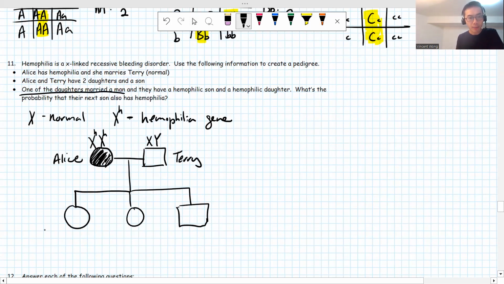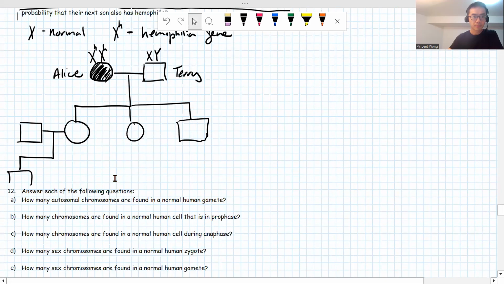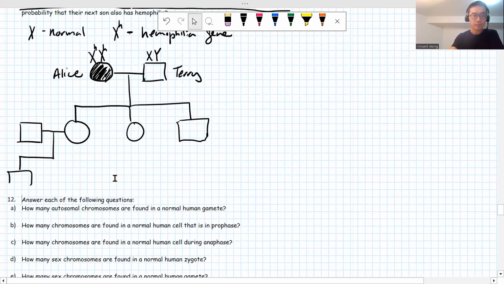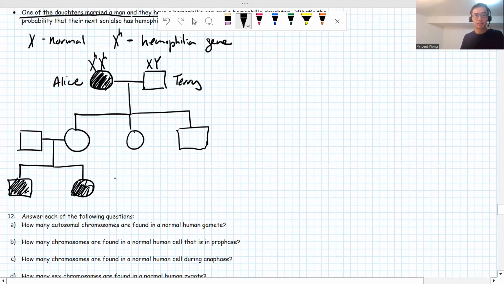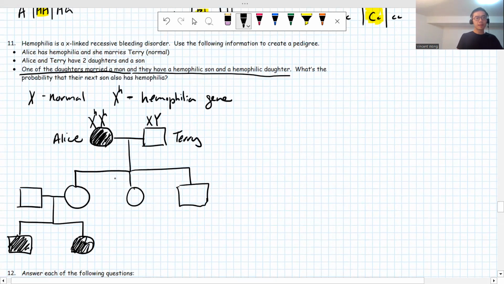One of the daughters marries a man and they have a hemophiliac son and a hemophiliac daughter. I'm just going to choose this daughter, it doesn't really matter. She marries a man, and then they have a hemophiliac son and a hemophiliac daughter. What is the probability that their next son also has hemophilia?